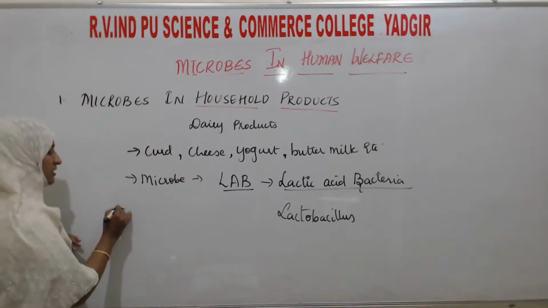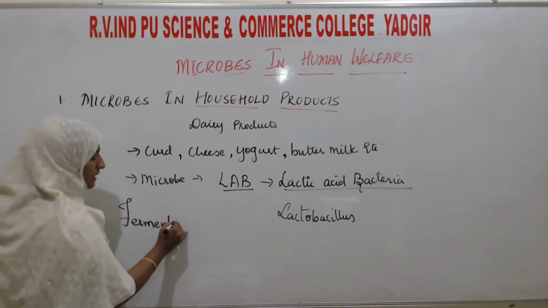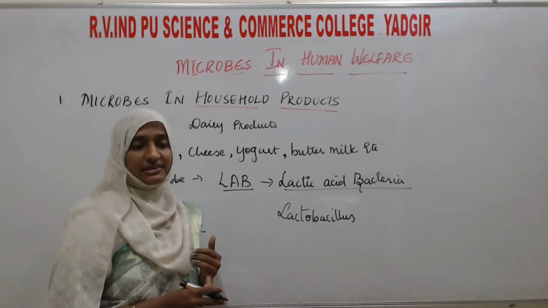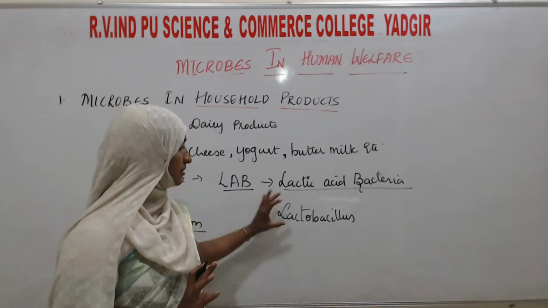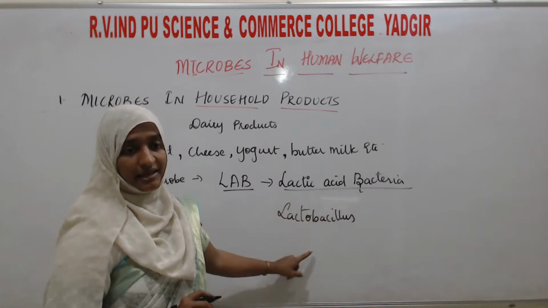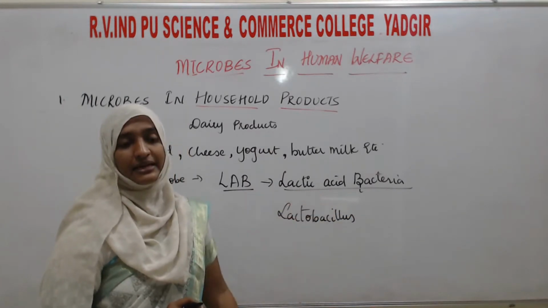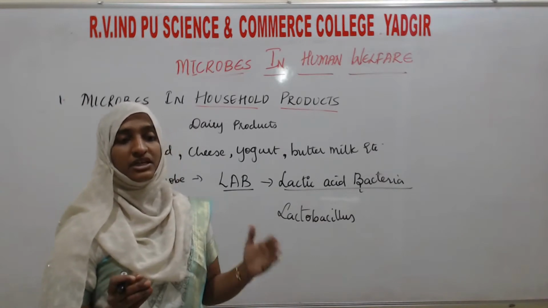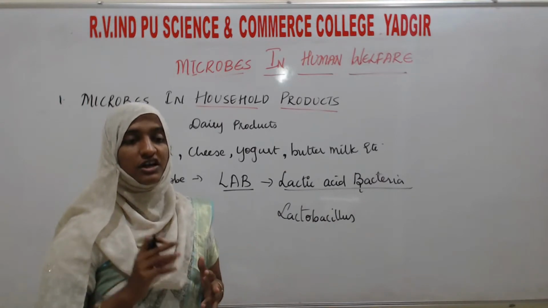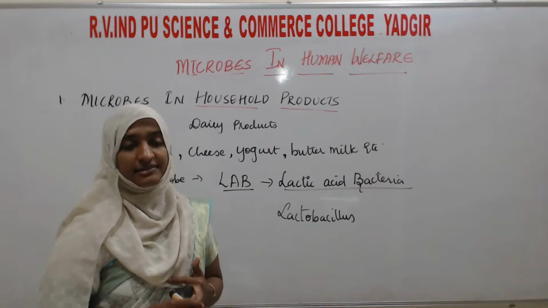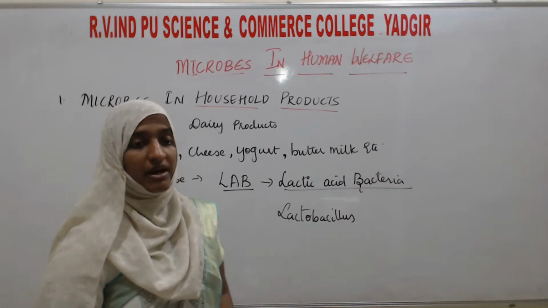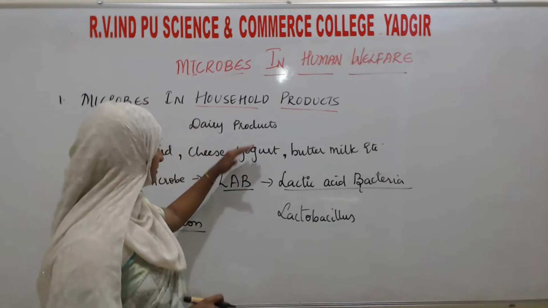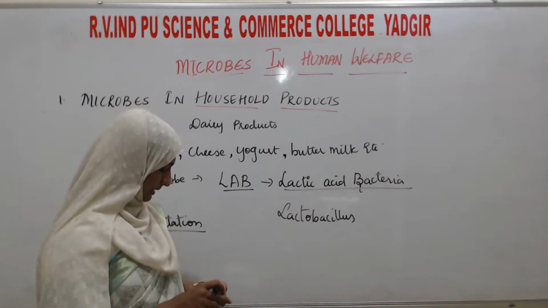What is the meaning of fermentation? It is the conversion of sugar into either acid or gas. So these bacteria, Lactobacillus, produce lactic acid. That lactic acid is responsible for the conversion of milk into curd, as well as in the preparation of yogurt and buttermilk. Some other microbes, such as Propionibacterium sharmanii, are used in the preparation of cheese. We will see these in detail in the next class.